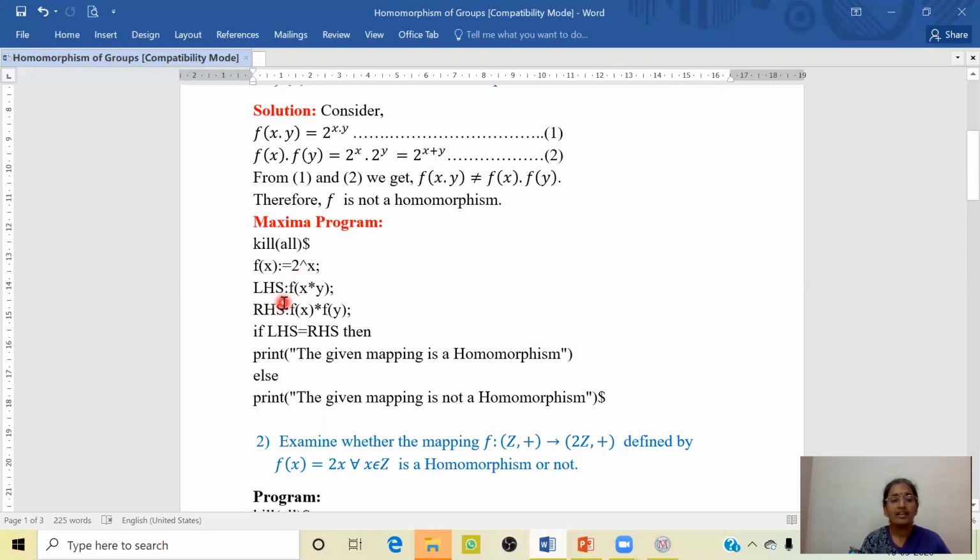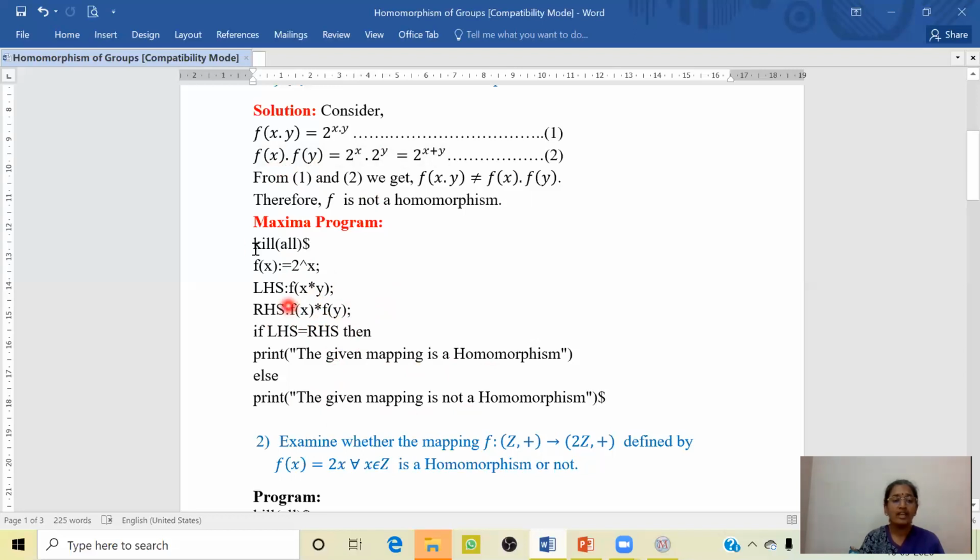Left hand side, that is f(xy), that is f(x * y). Star is the command for multiplication, and on the right hand side, that is RHS, is f(x) * f(y), that is once again f(x) into f(y). If these two are equal, then we give the print command: the given mapping is a homomorphism, else the print command will be the given mapping is not a homomorphism.